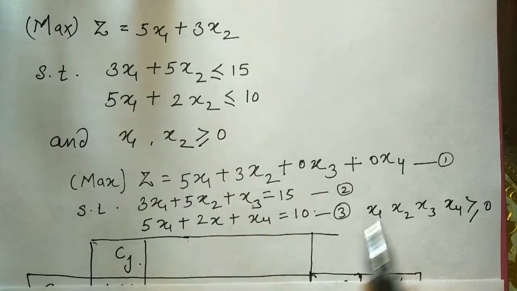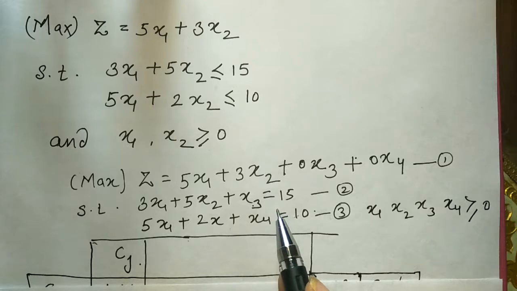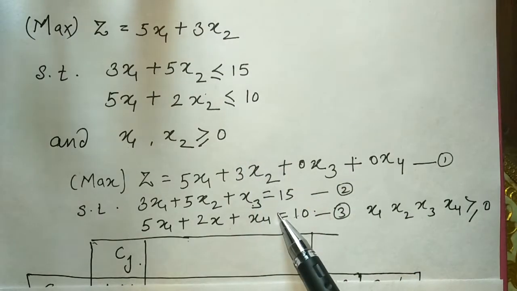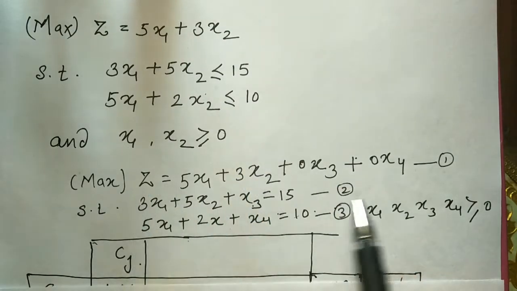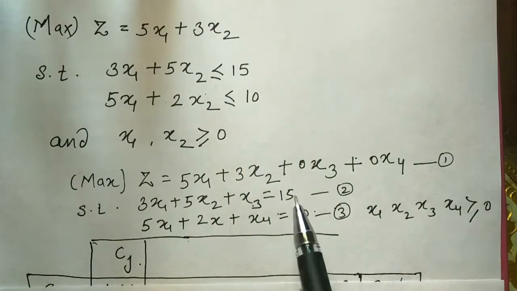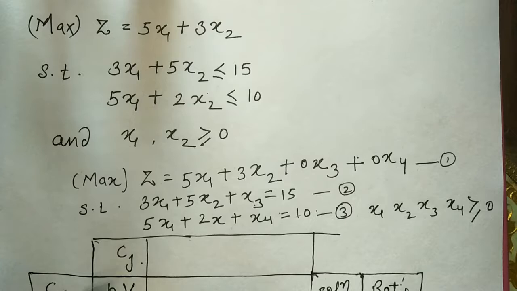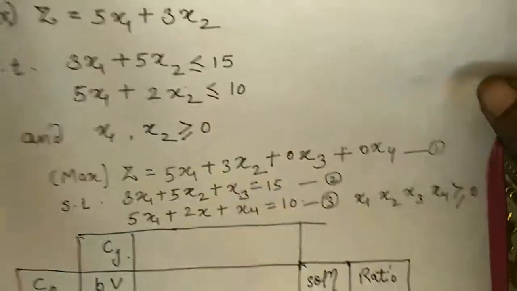So this is our linear programming problem. This is our standard form of problem. We converted these inequalities into equalities and we found this standard form of problem. Now for solving this, we have to construct a simplex table. This is the set format. We have to construct a simplex table.